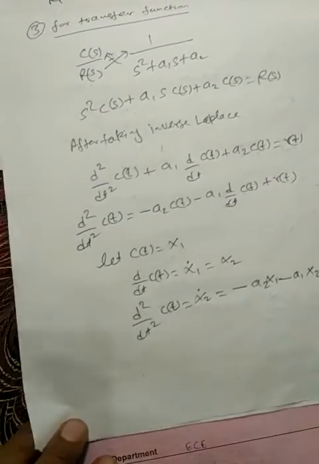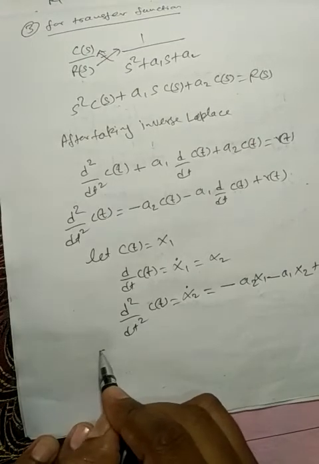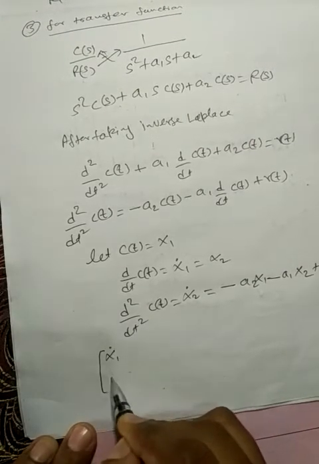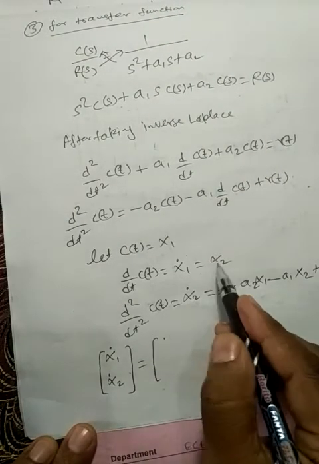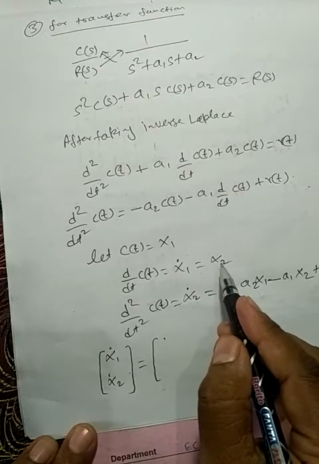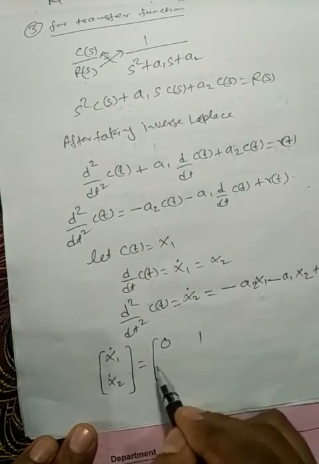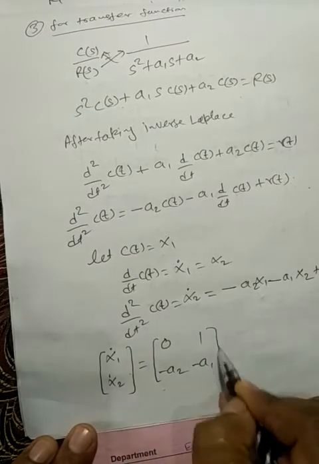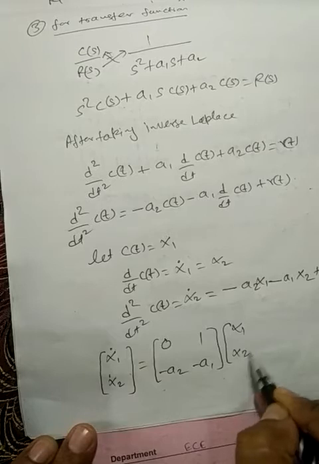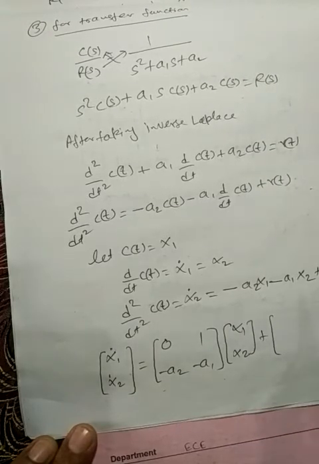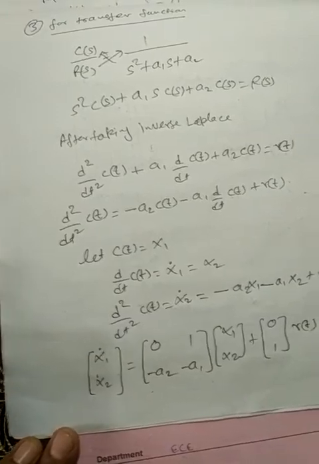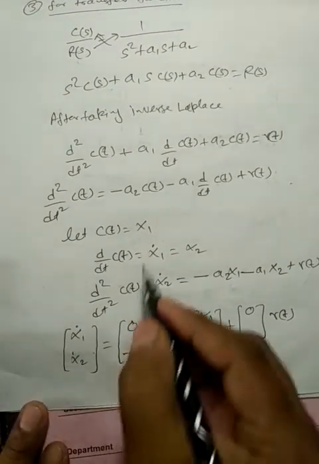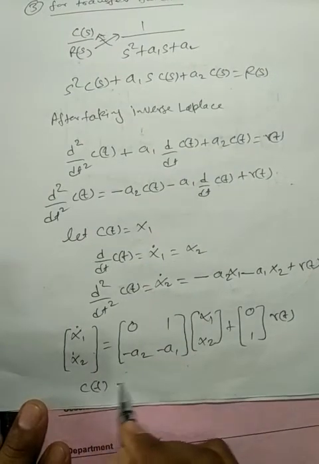So in this way, if we make a matrix, x1 dot x2 dot will be equal to, here x1's coefficient is 0 and x2's coefficient is 1, so 0 1, here minus a2 minus a1, multiplied by x1 x2, plus rt's coefficient, here is 0 and here is 1, so 0 1 rt, and the output equation will be ct is equal to x1.